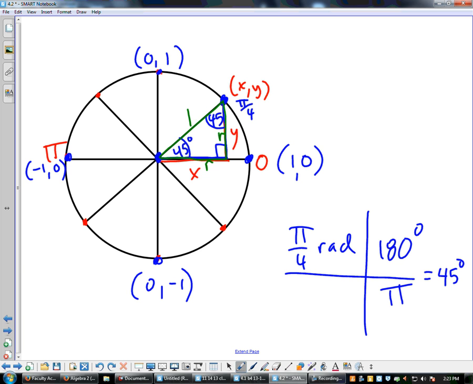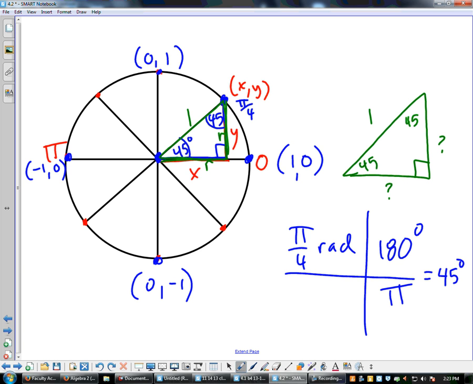So how are we going to find out what x is and what y is? Remember, they've got to be the same because they are the legs of an isosceles right triangle. Yes? So they have to be the same. So how are we going to find that out? I'm going to blow this triangle up a little bit, or at least look at it over here. So here's my 45, 45, 90 triangle where the hypotenuse is 1. What do I need to do to find this length here and this length?